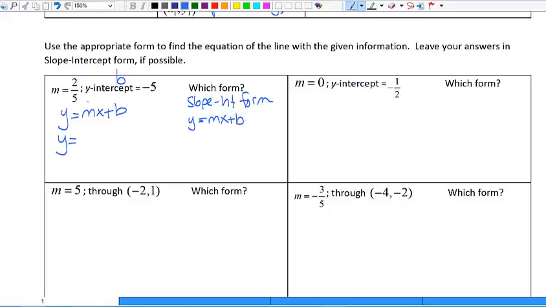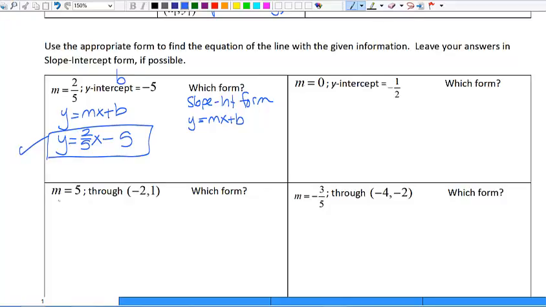So I'm just going to simply plug in the m, 2/5, x, plus b, which is -5. And a better way of writing plus a -5 would really just be -5. And that's my answer. Did I leave it in slope-intercept form? I sure did, because that's the form I used.